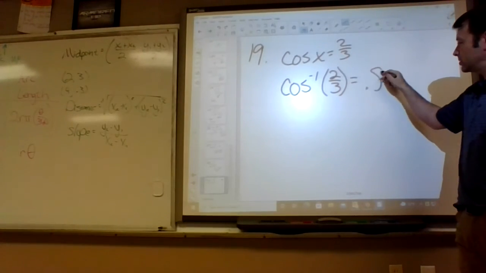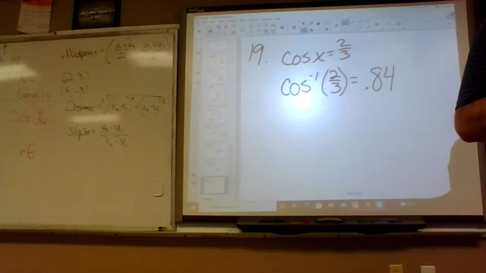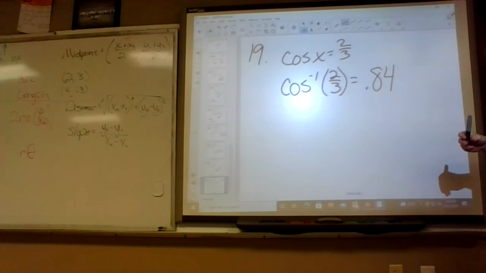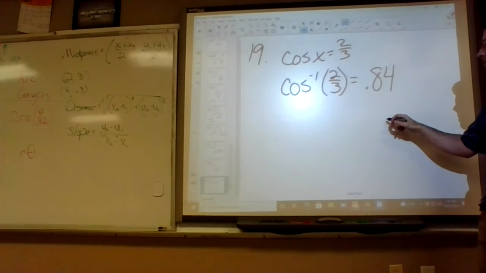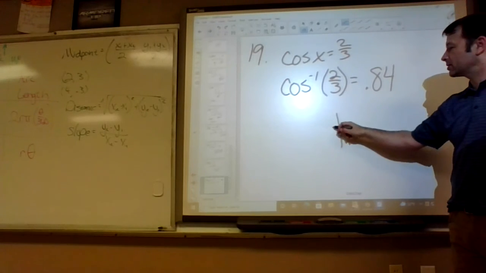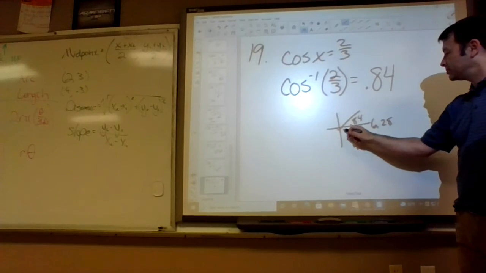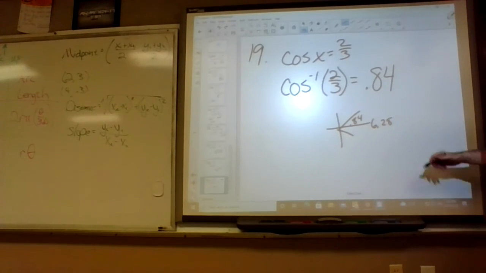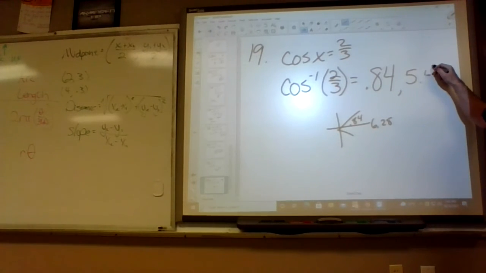0.84. Okay, cosine is positive in the first and fourth quadrant. So this is a first quadrant angle. So 6.28 minus 0.84 is 5.44. So yeah, we had to do 6.28 minus 0.84 to get that guy.